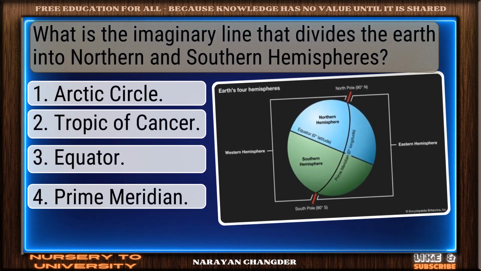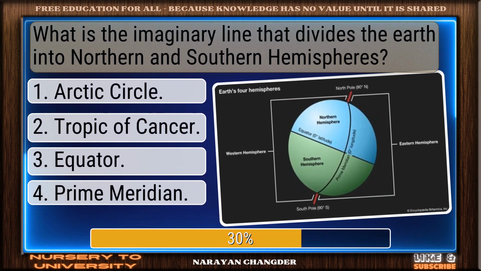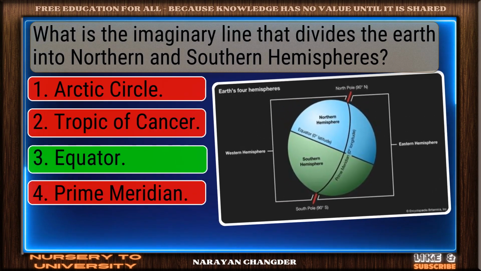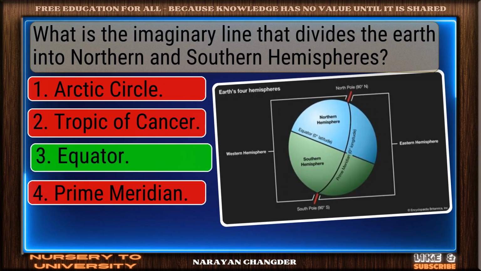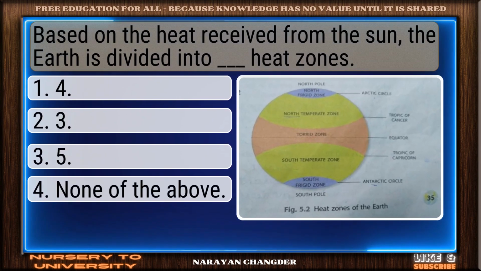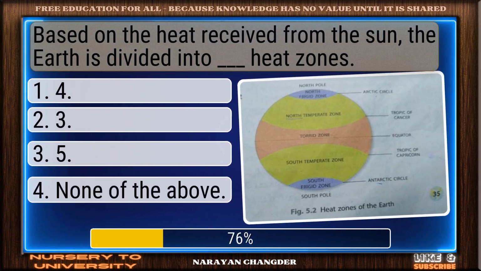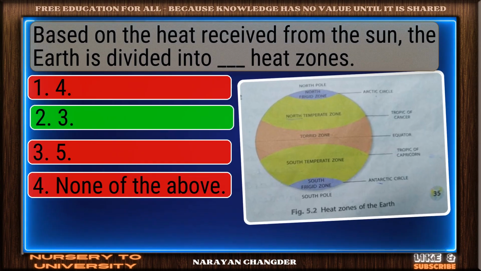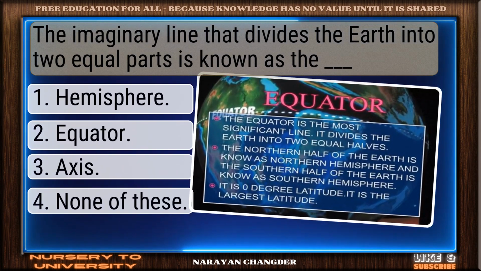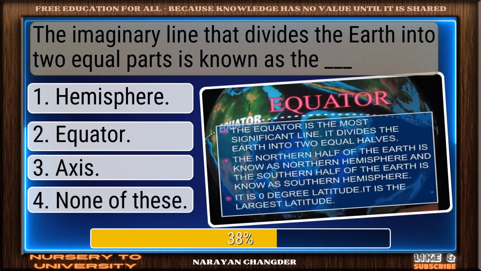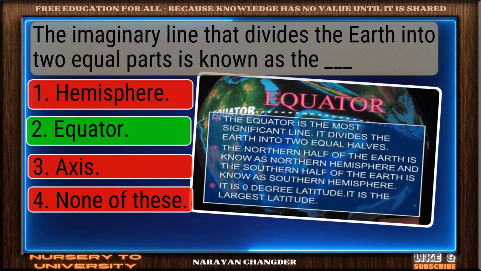What is the imaginary line that divides the Earth into northern and southern hemispheres? Correct response. Equator is the most accurate answer. Based on the heat received from the sun, the Earth is divided into dash heat zones. Smart pick. 3 is the correct choice. The imaginary line that divides the Earth into 2 equal parts is known as the dash. You chose equator, and it is correct.